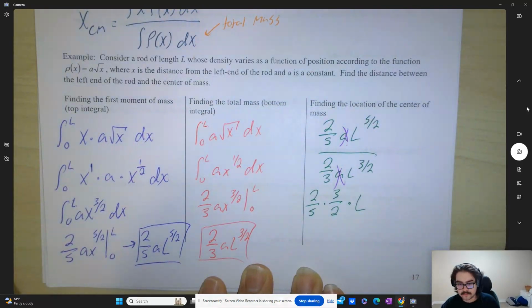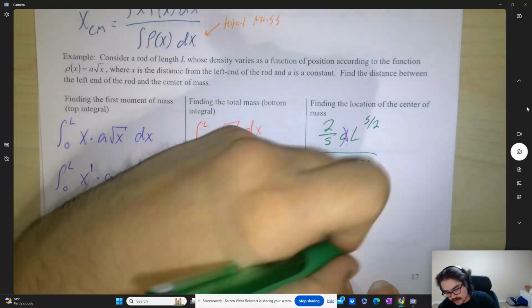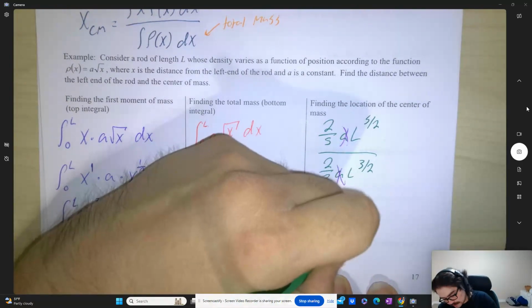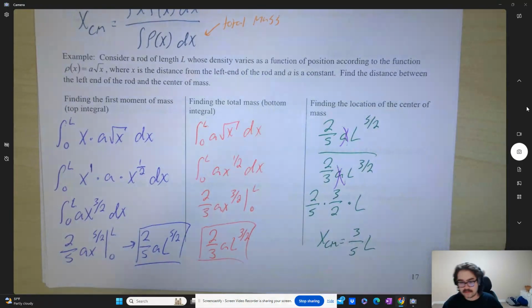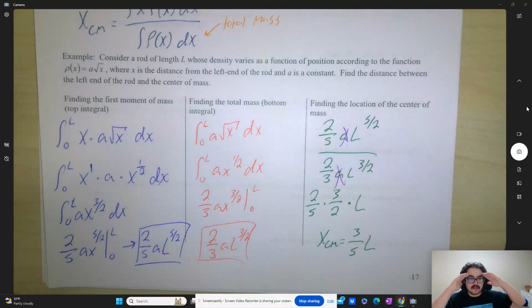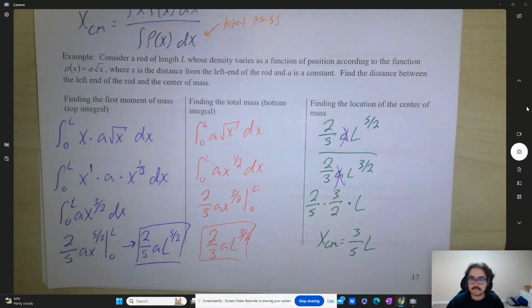When you multiply these together, you get that the position of the center of mass should be 3/5 along the length. That's specifically for that density function. It's not going to work for everything, but if you have something with that density function, that's how you get it. All right, that is all for center of mass.